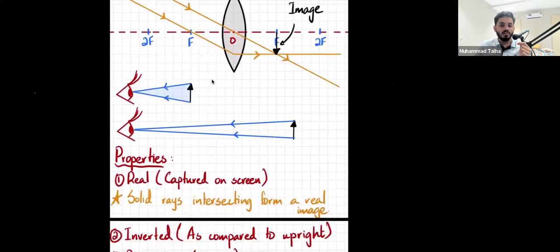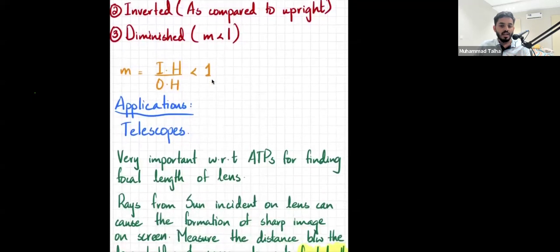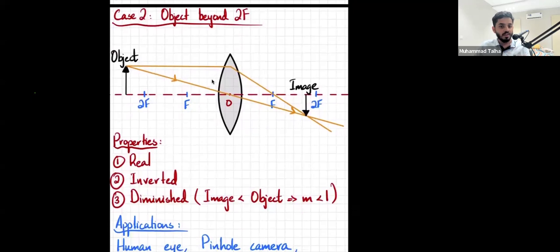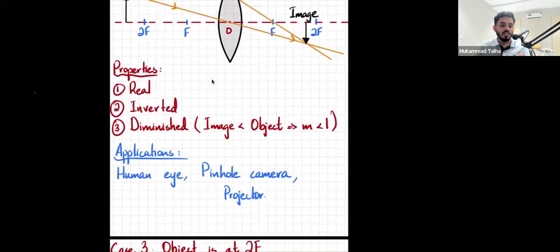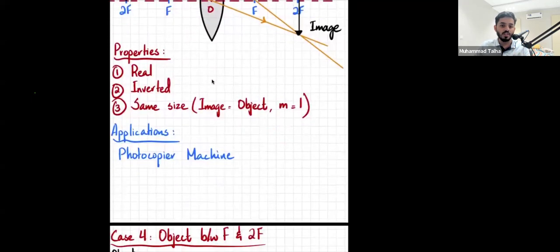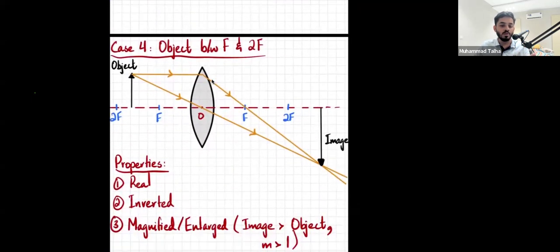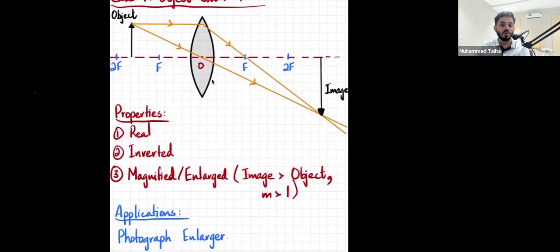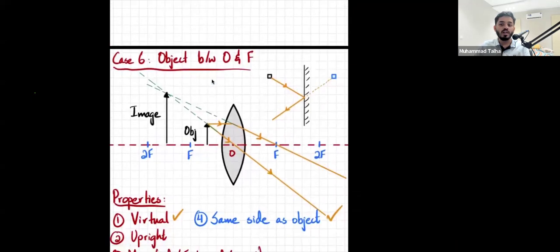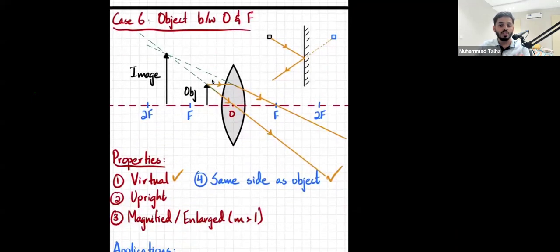Case one, object at infinity, and then its applications. Case two, the object beyond 2F, its applications. Case three, with the object exactly at 2F, which is the only case where you have a same size image. Case four, with the object between F and 2F, which is a real inverted magnified image. Case five is the object at the focus, so this produces no image. And the only one which produces a virtual image is when you have an object placed between O and F.